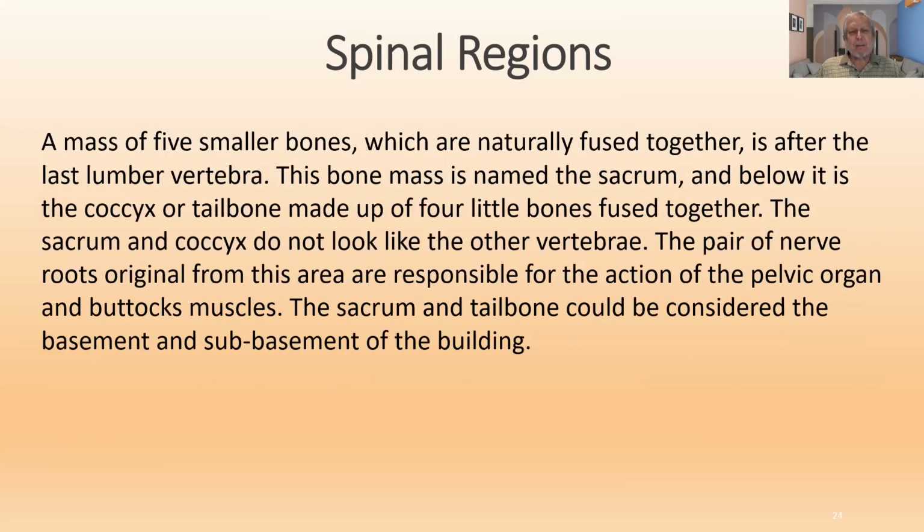A mass of 5 smaller bones, which are naturally fused together, is after the last lumbar vertebrae. This bone mass is named the sacrum, and below it is a coccyx or tailbone made up of 4 little bones fused together. The sacrum and coccyx do not look like the other vertebrae at all. The pair of nerve roots originating from this area are responsible for the action of the pelvic organs and buttocks muscles. The sacrum and tailbone could be considered kind of like the basement and sub-basement of the building, if I'll use that analogy.